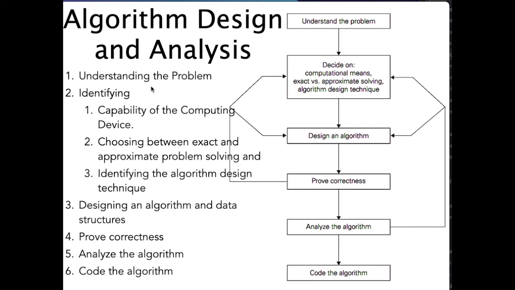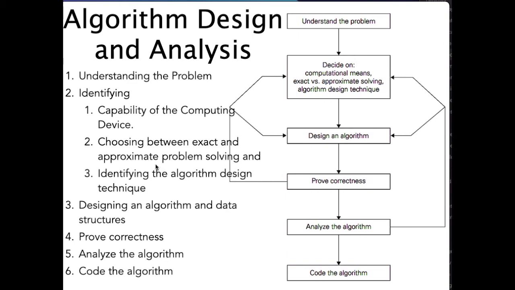After understanding the problem, we need to do item number 2, which is to identify the capability of the computing device. Will your algorithm run on a phone? On a computer? On a parallel computer or high-performance computer? The next item is choosing between an exact and an approximate solution. If there is an easy way of solving the problem, then of course we want the exact solution, which is the optimal solution. If we say approximate solution, we are willing to sacrifice the quality of the solution in exchange for running time.